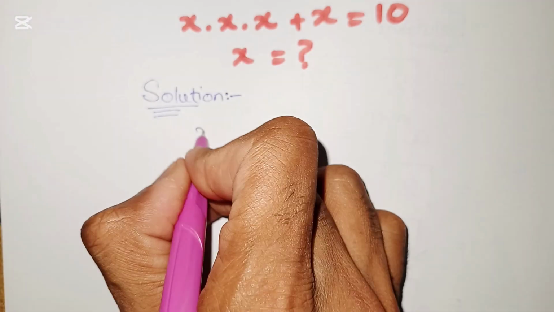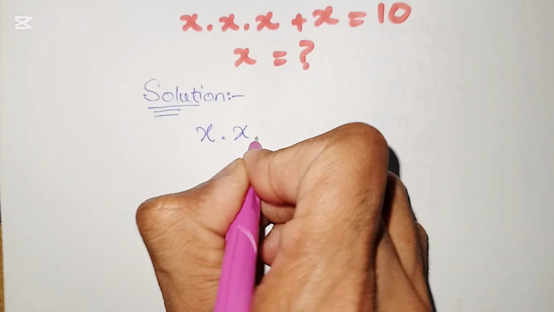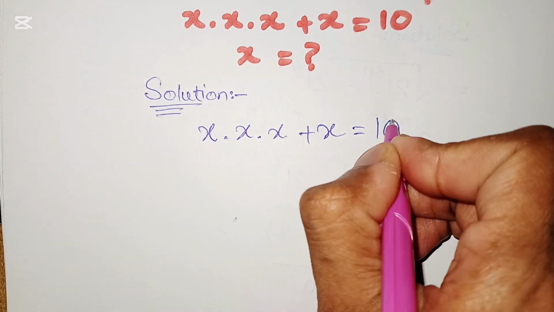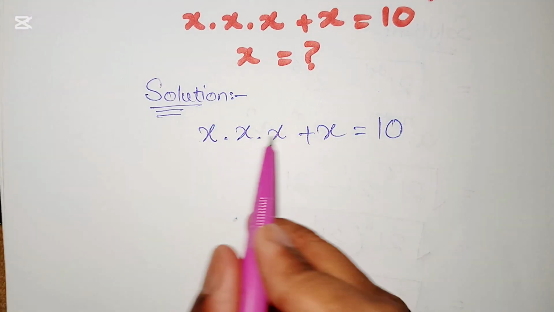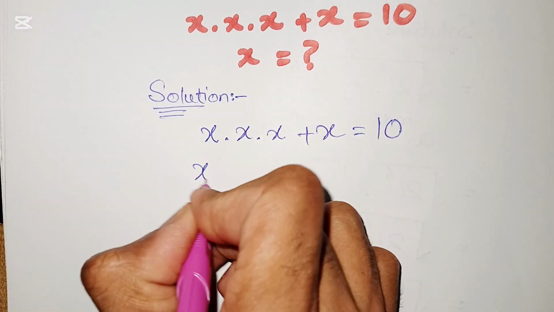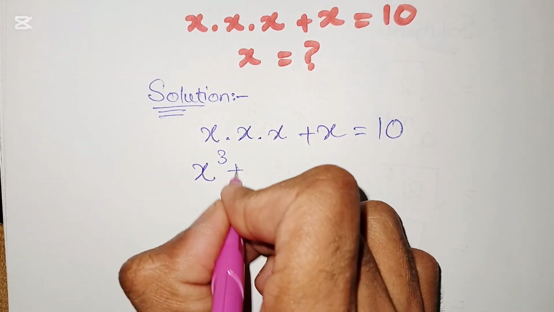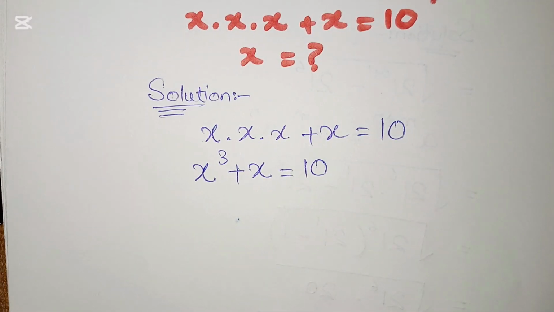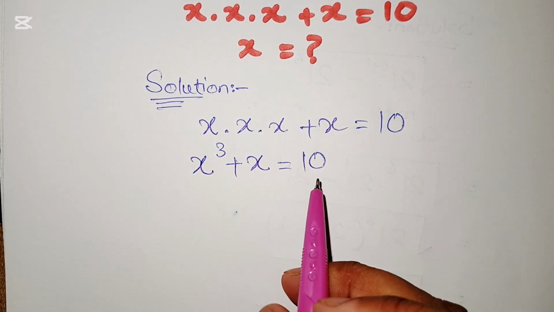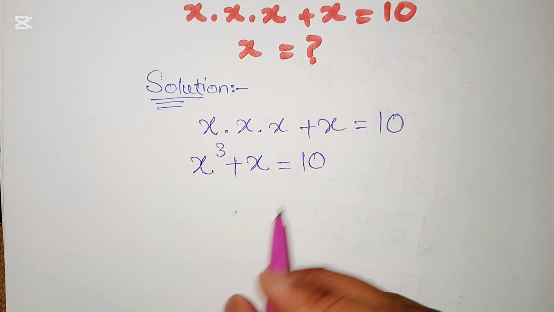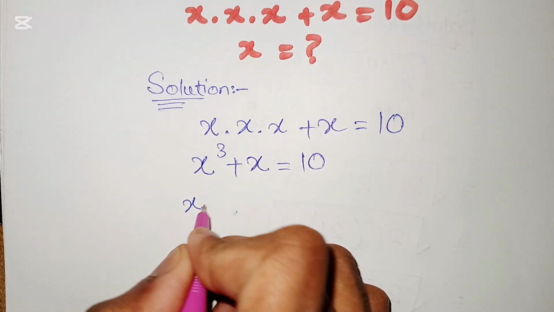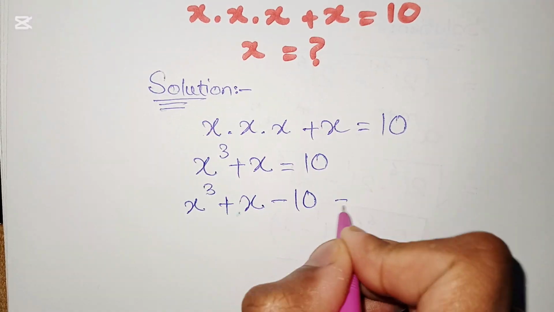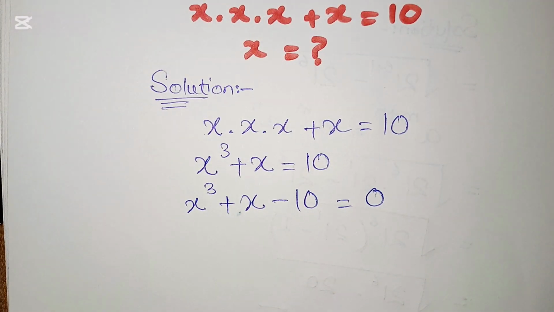So we have the equation x times x times x plus x is equal to 10. As x into x into x is x cube, x cube plus x is equal to 10. Now we will subtract 10 on both sides of the equation. We get x cube plus x minus 10 is equal to 0.